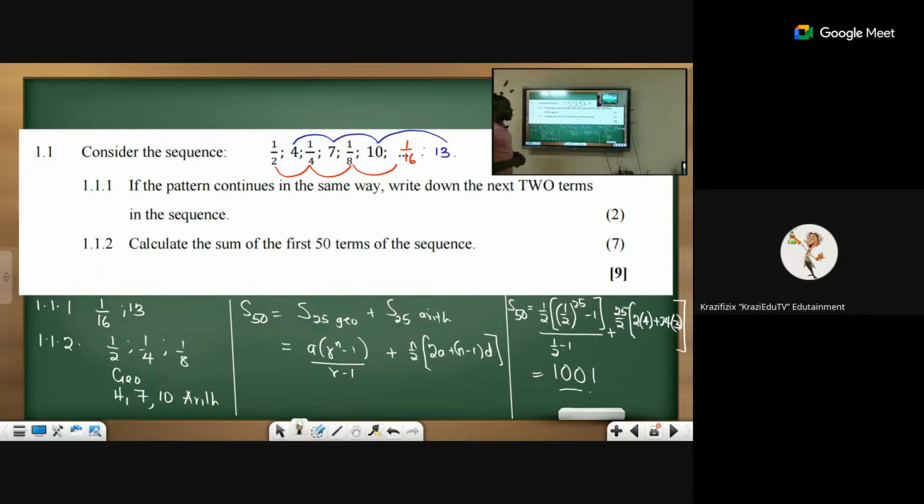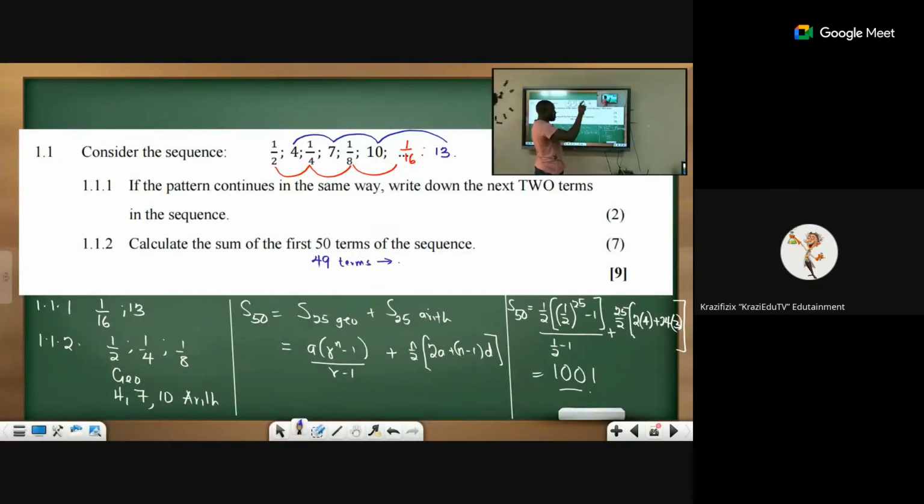We can take a screenshot of this to get both the question and the answer. 25. Please take note. An odd number means the last one is missing, right? So which one is the first one? I'm going to have 25 geo and 24 arithmetic. The arithmetic is the one at the end. So if I say 49, I have removed the last term, and the last term is an arithmetic, so it's one less. Take note of that. So if I say 49 terms, it'd be 25 geo and 24 arithmetic.